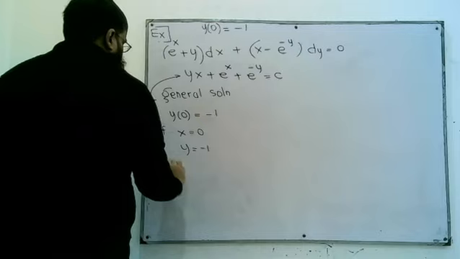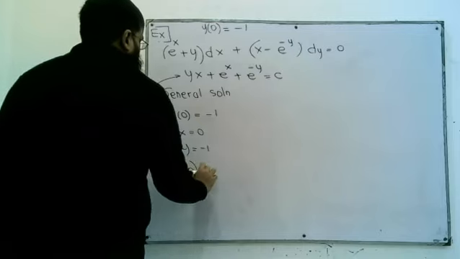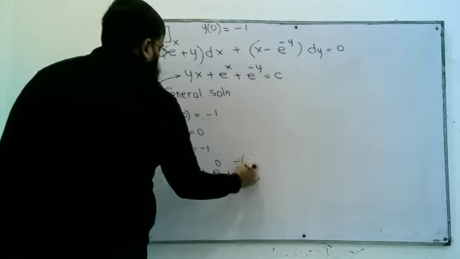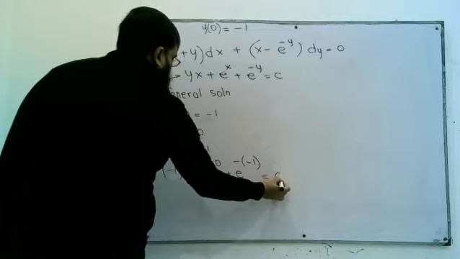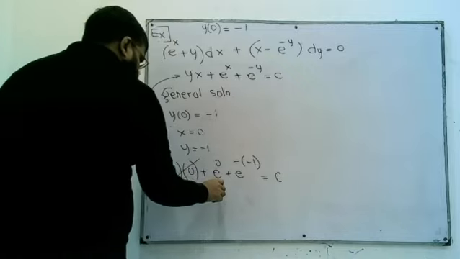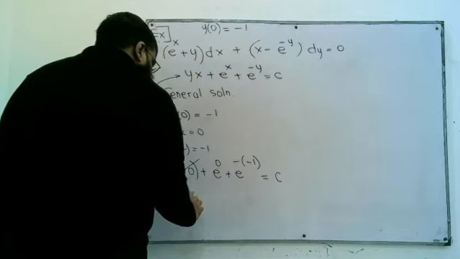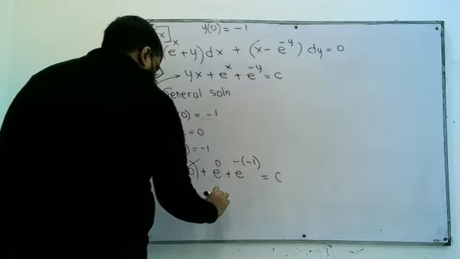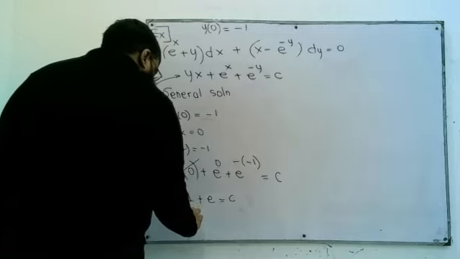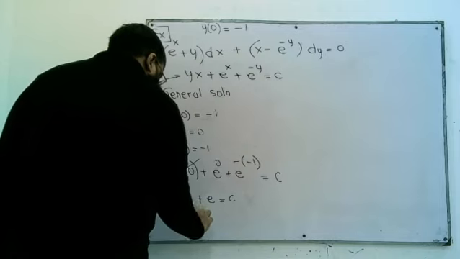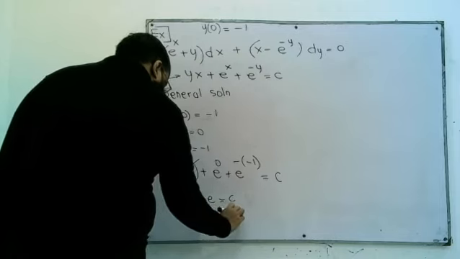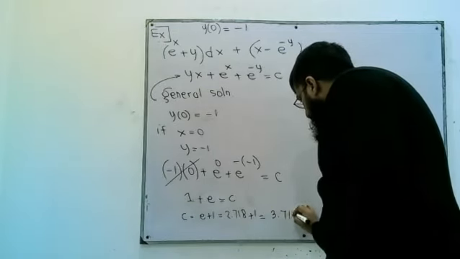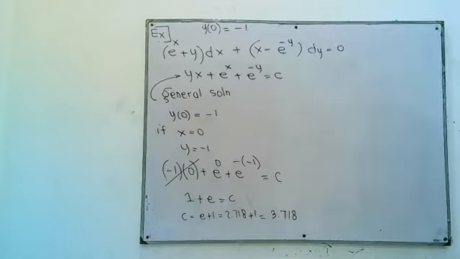So this is minus 1 times x, x is 0, plus e to the 0, plus e to the minus y, minus into minus 1, is equal to the constant c. This e to the 0 is 1. So 1 plus e to the minus minus 1, which is e, is equal to c. So c is e plus 1. We know e is 2.71828, plus 1 is 3.718. So c comes out to be 3.718.